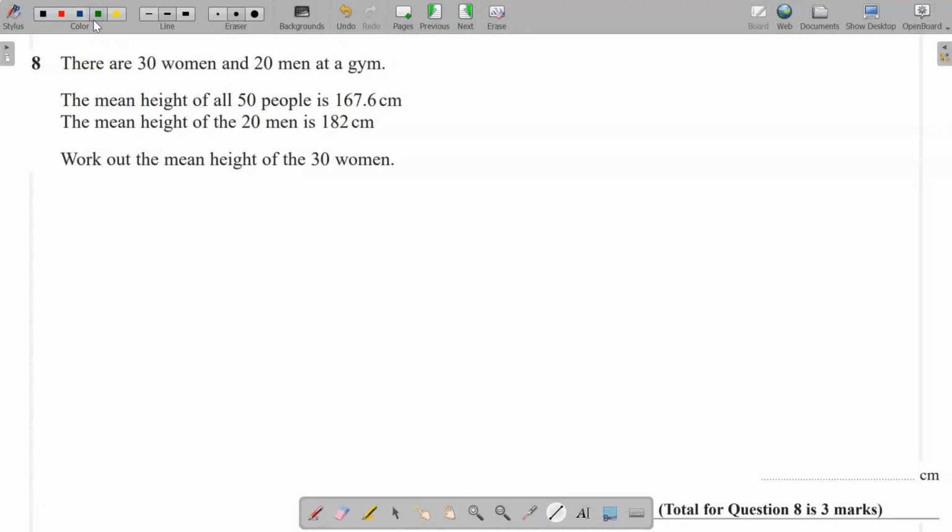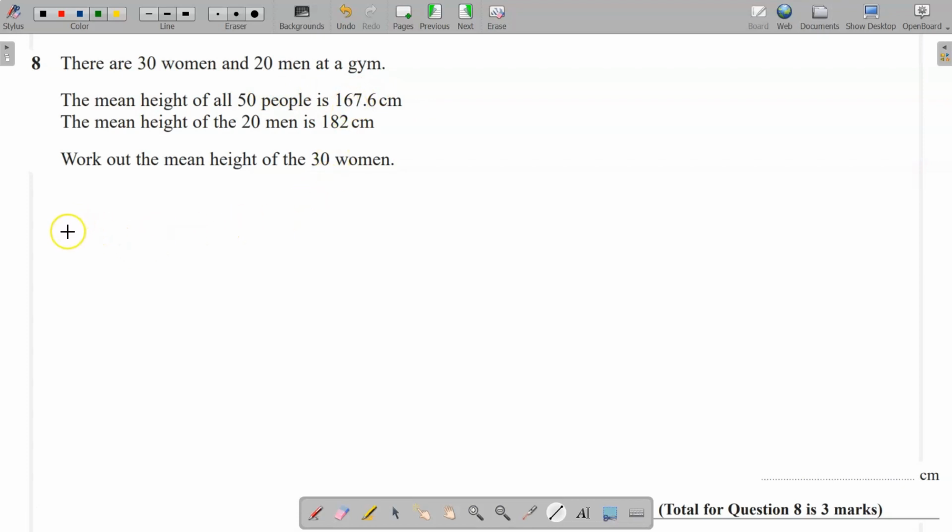Okay, welcome to this problem about combined means. Now, I'm going to show you this in a very visual way, because some people find this quite a difficult thing to do. So we've got 50 people altogether with a mean height of 167.6. So the total height of those people is 50 times 167.6.